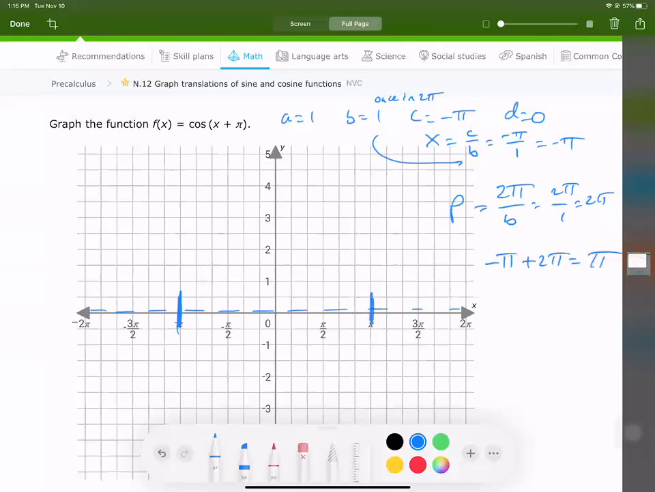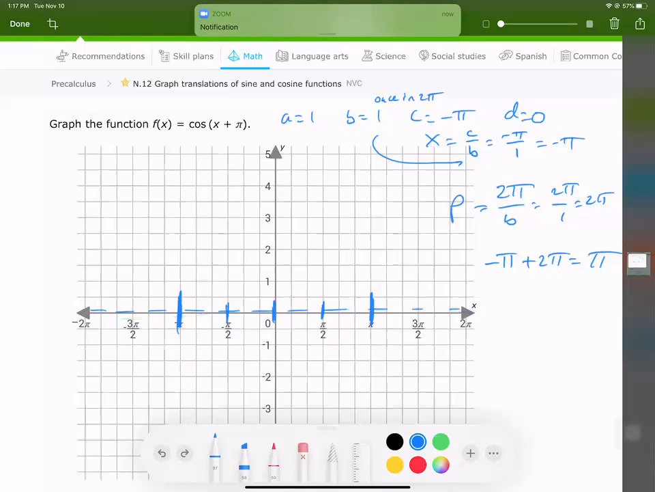So I stop here. Thinking of the graph, it looks something like that. I need to start and finish one period from negative pi to pi. That would be a period of 2 pi. Half, half, and half, half, half, and half. So we did D, we did C, we did B. That's where we start and stop.